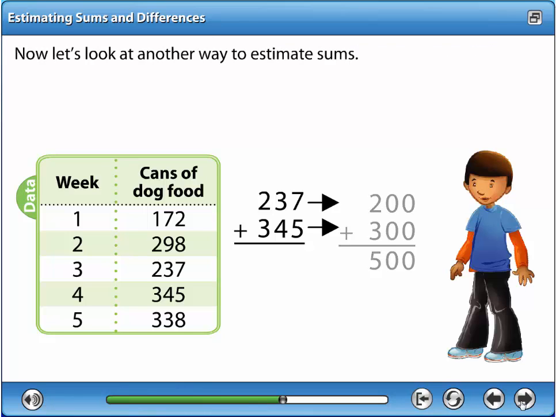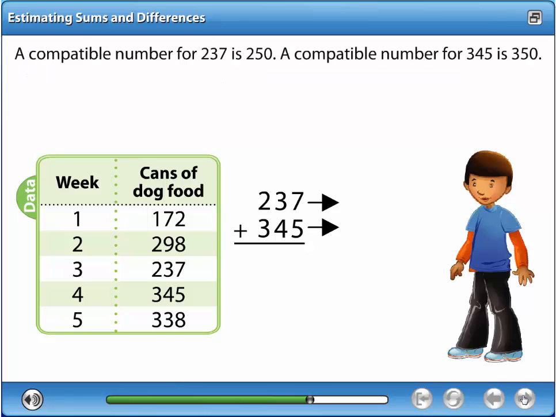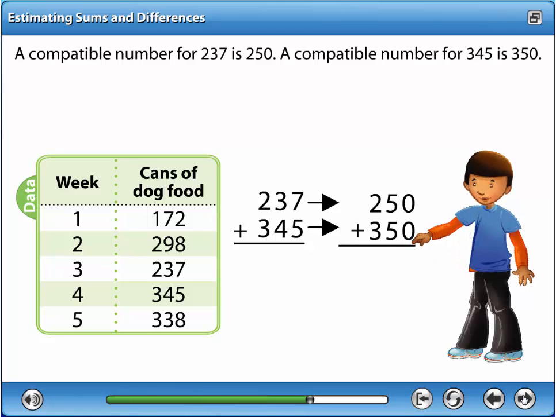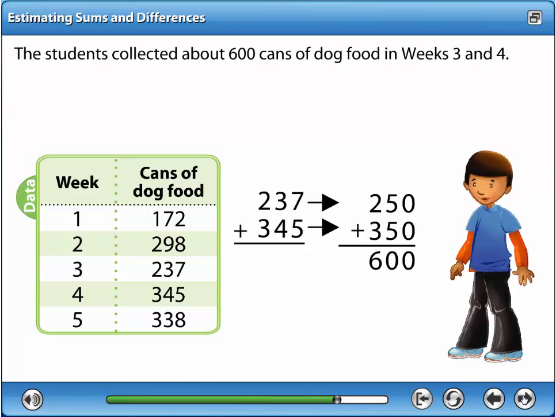Now let's look at another way to estimate sums. Another way to estimate is to substitute compatible numbers. Compatible numbers are easy to add. A compatible number for 237 is 250. A compatible number for 345 is 350. 237 plus 345 is about 600. The students collected about 600 cans of dog food in weeks 3 and 4.